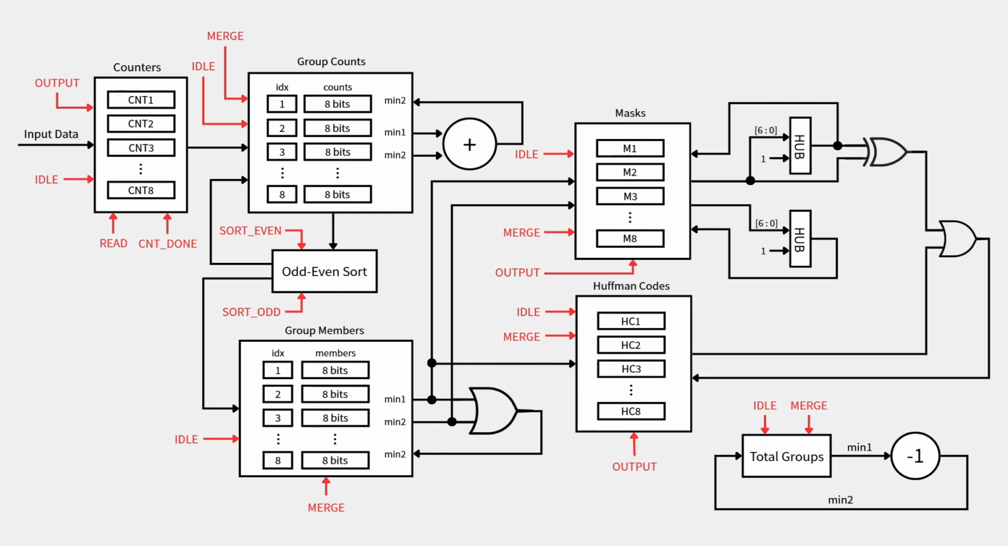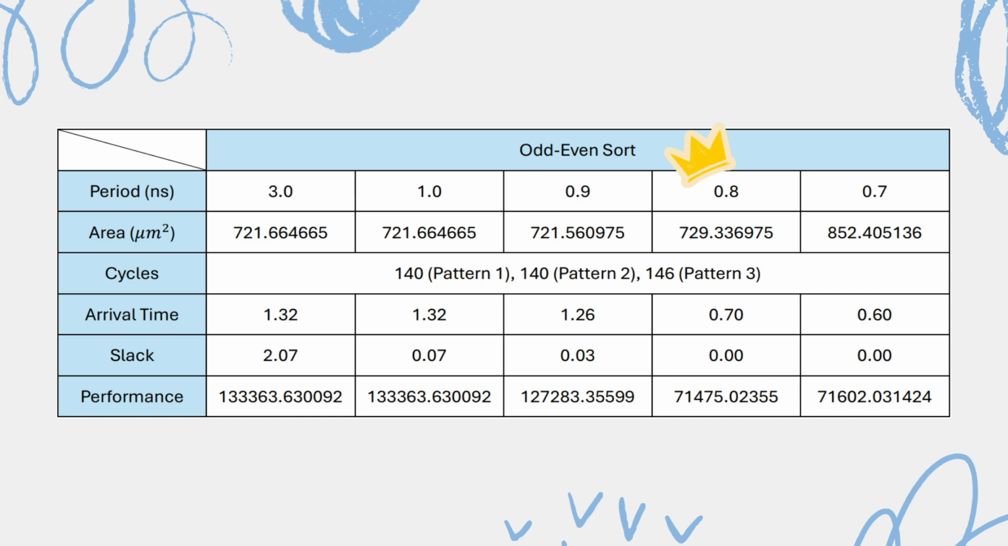At the same time, the mask and Huffman codes blocks update the codes during the merge stage, respectively, through the gate logics. The total groups block checks how many groups remain. Each merge reduces the number of groups by 1, and repeats until only 2 groups remain, meaning the Huffman tree is complete. We evaluate the synthesized results across multiple clock periods. The highlighted configuration is our selected period with the best overall performance.